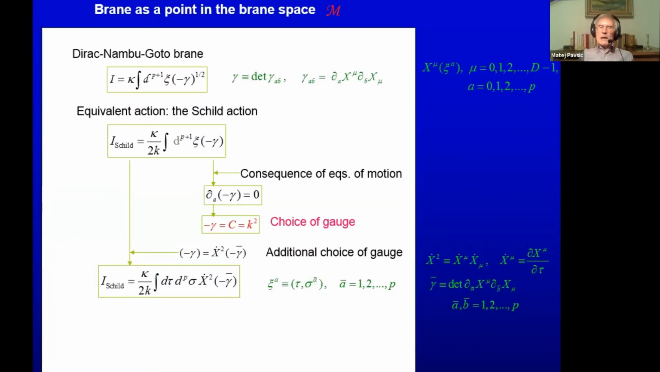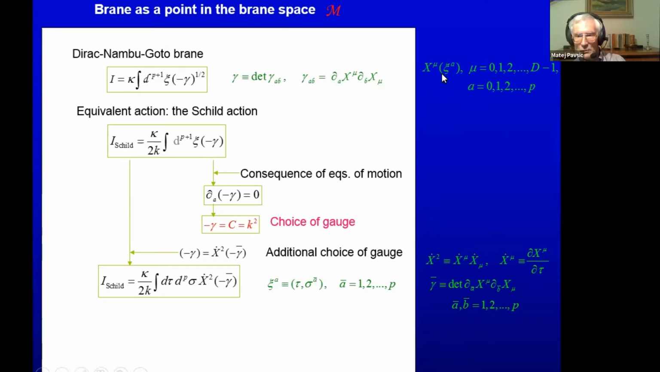Okay, I will talk now about a brane as a point in the brane space. The Dirac-Nambu-Goto brane action is given by this expression here. This is the minimal surface action in which there is, of course, integration over the parameters psi of the surface and multiplied by the square root of the determinant gamma of the induced metric on the brane.